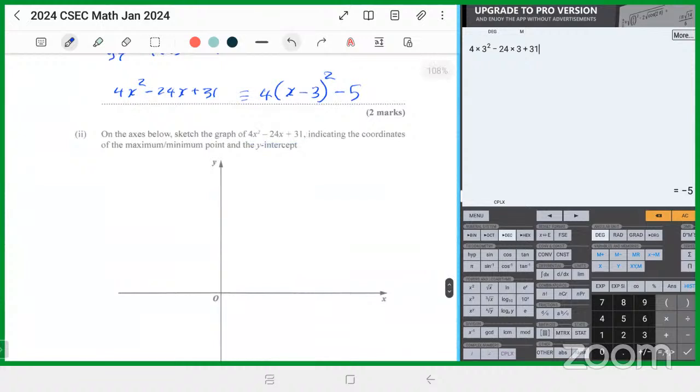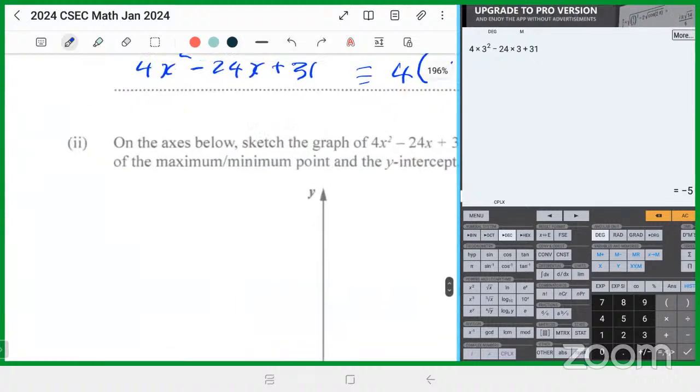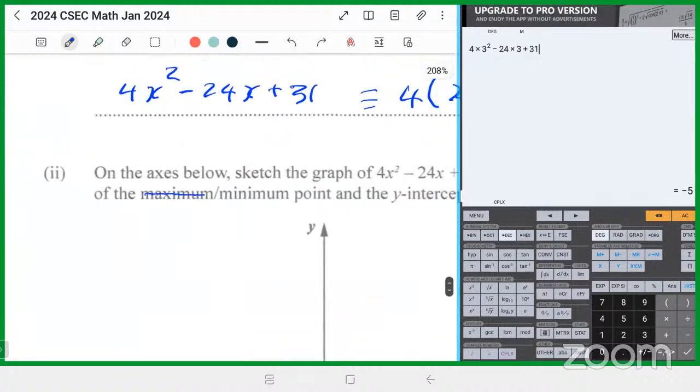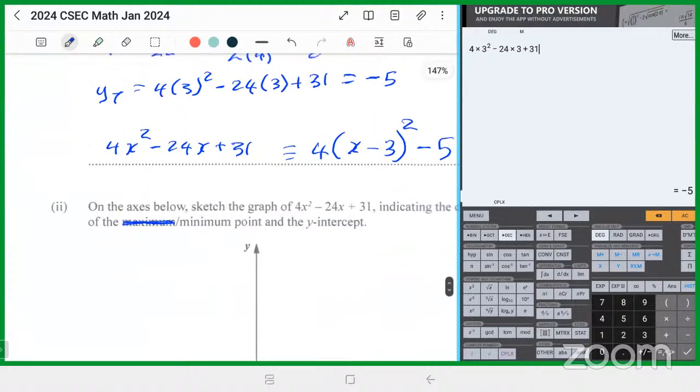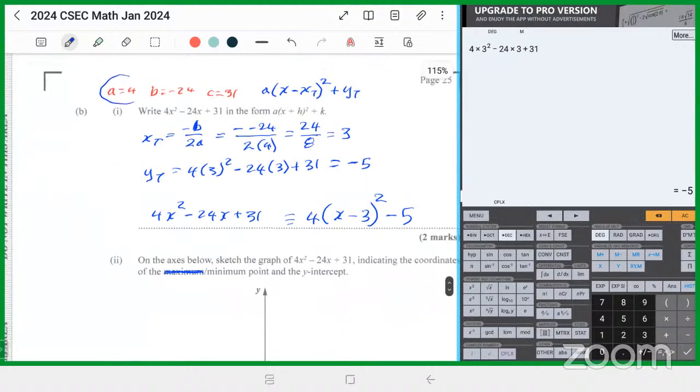Sketch a graph of that. It's a function indicating the coordinates at a maximum or minimum point. So I'm going to cross out the word maximum because we actually do have a minimum point. And the graph is going to have a smile shape with a minimum point. How do I know that? Because the A value is positive. When the A is positive, the graph will have a smile shape and will have a minimum point.